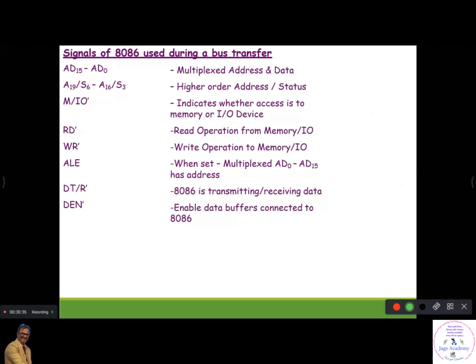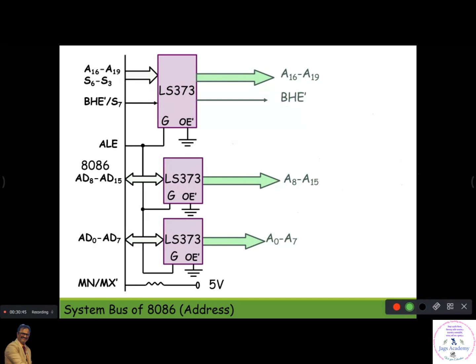I already told you about all these signals. All the signals I have told you. The same thing. Can you tell me what this is? Can you tell me why I have connected this MN/MX pin to 5 volts? It is working in the minimum mode, right? So I hope you remember the difference which I told you during my last class. What is the difference? Minimum and maximum mode.